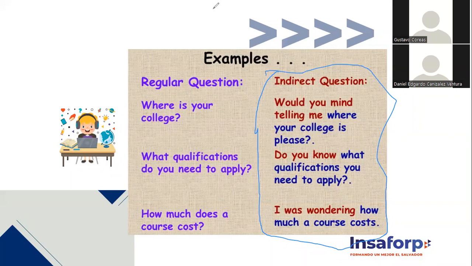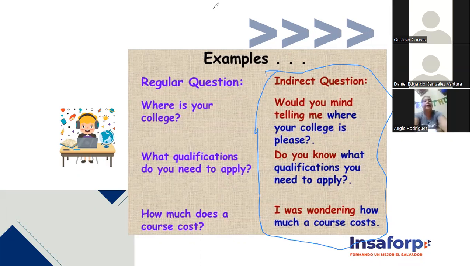Indirect questions. Would you mind telling me where your college is, please? Do you know what qualifications you need to apply? I was wondering how much a course costs. Thank you so much. First of all, we have already said that we need to use the -ing form after mind, right? This is just a phrase we have here.